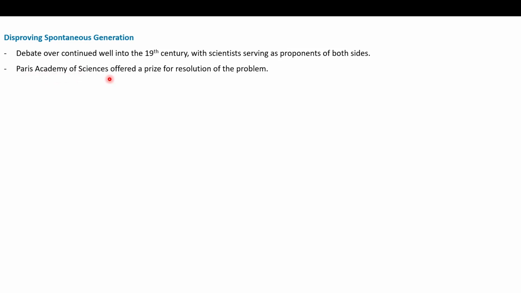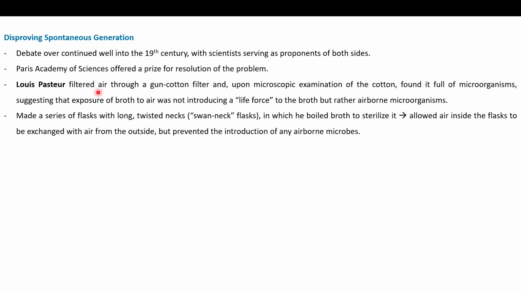Then the Paris Academy of Sciences eventually offered a prize for resolving this problem. Then Louis Pasteur came into the scenario. He was a French chemist who was experimenting with fermentation and things like that. He accepted this challenge and filtered air through a guncotton filter. Upon microscopic examination of the cotton, he found it full of microbes, which suggested that exposure of broth to air was not introducing a life force to the broth, but was actually introducing airborne microbes.